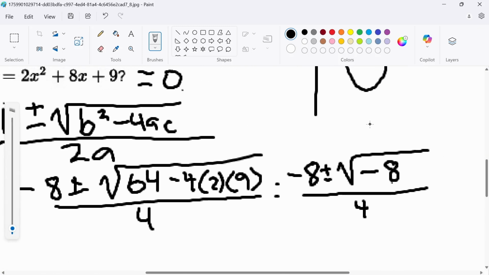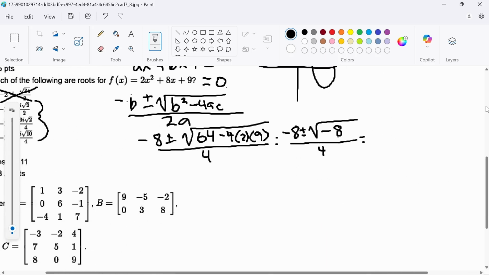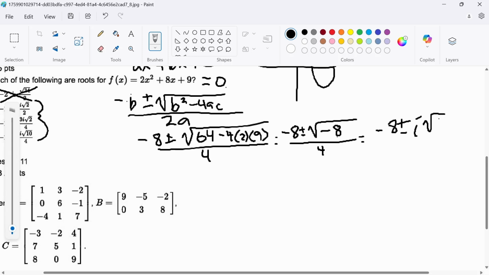So I have to put an i outside of the square root to take care of the negative. i square root of 8 over 4. Well, can I simplify square root of 8? 8 is 2 times 4. I found a perfect square factor, so I'll take the square root of that. So this is negative 8 plus or minus square root of 4 is 2, and what's left inside, and that i is there, what's left inside is 2 over 4.